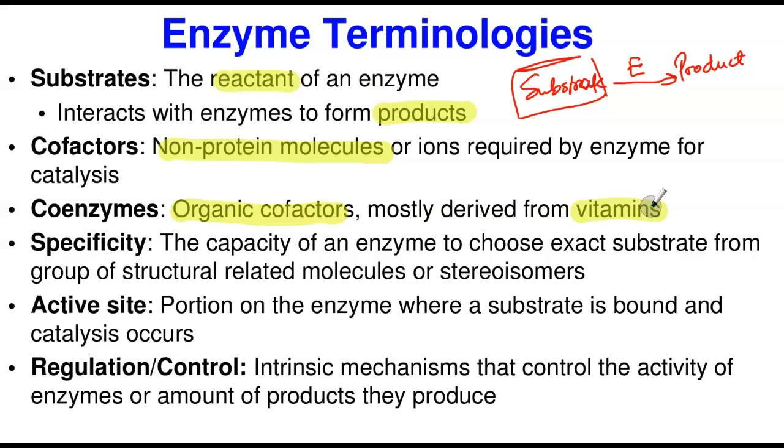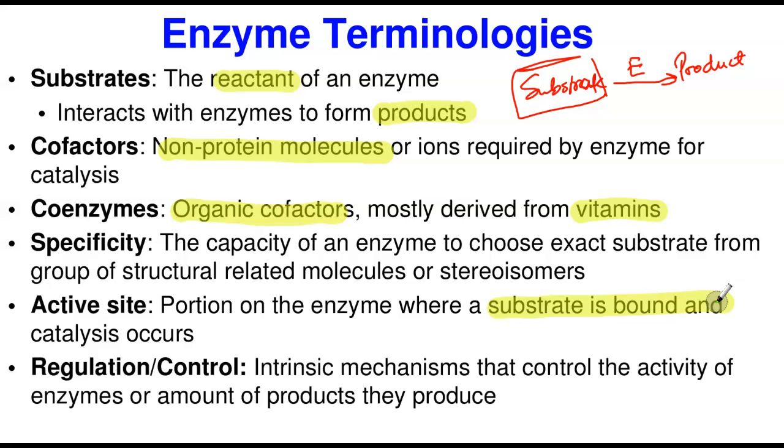And again, I've talked a couple of times about the active site already. The active site is the portion of an enzyme where the substrate is bound and where catalysis occurs. And like I said, the active site has all the functional groups that interact with the substrate and initiate the reaction.